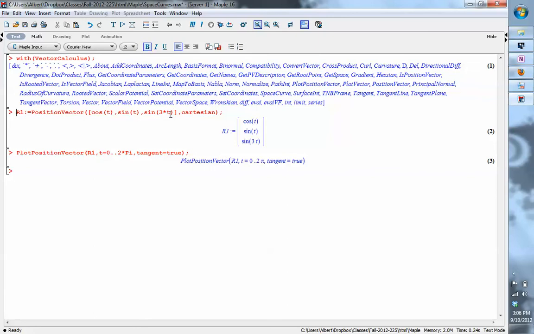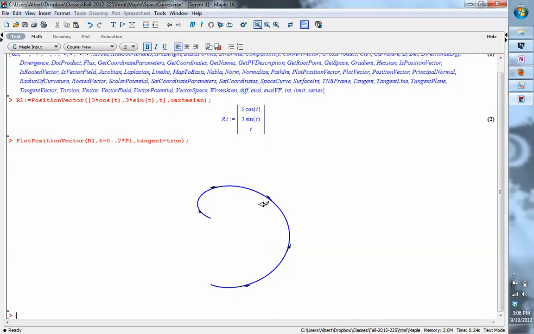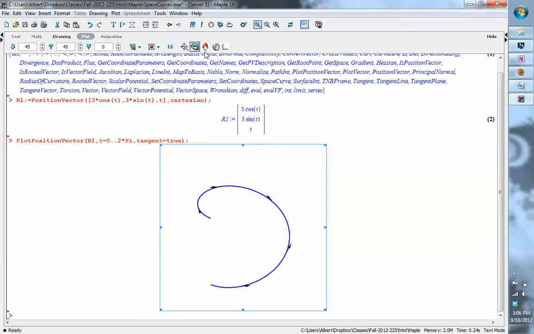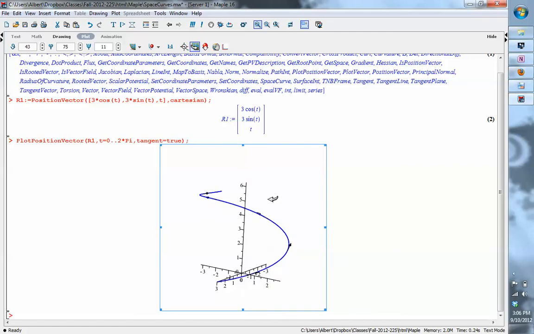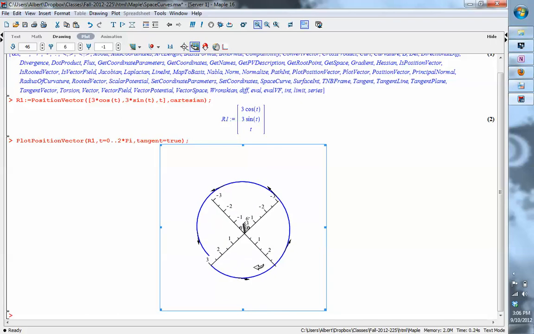So let me put together, say, our friendly helix. Cosine t, sine t, t. In fact, let me put the 3's in there as well. All right. Okay, and let me turn on the axes here. Let's go with these. All right, so here's the x, y, and z axes. If I look at it from the top, in fact, I can control that with this right here, 0 and 0.